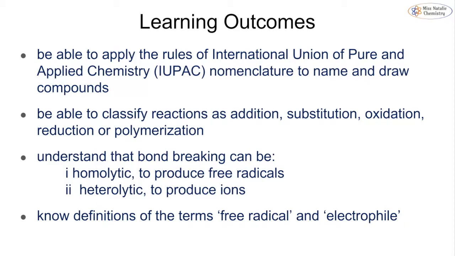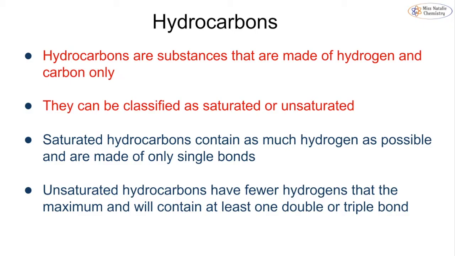using IUPAC nomenclature, how to classify reactions, and looking at different types of bond breaking, as well as the terms free radical and electrophile. Now, what you will find is that a lot of this topic you will have covered at IGCSE, so some of this should be revision for you. There will be a couple of things that are brand new, and we'll point them out as we go.